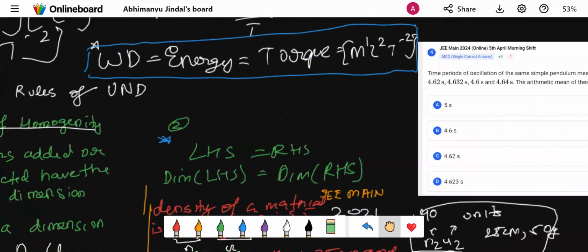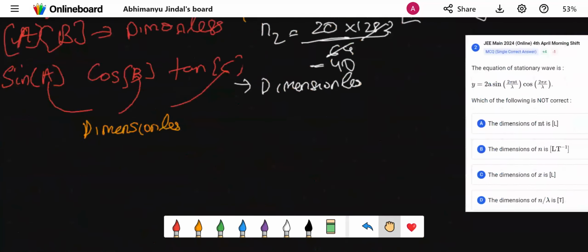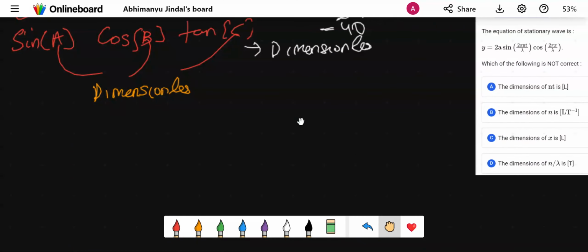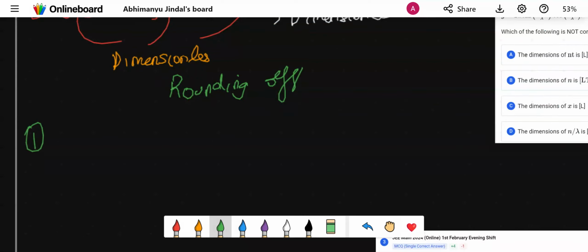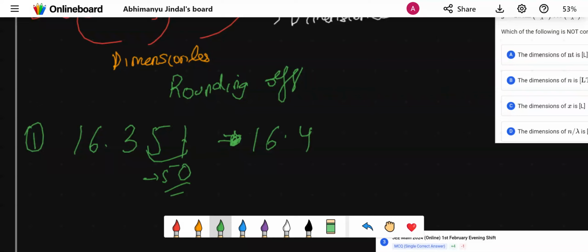So, okay. Now let's jump to rounding off. The first rule for rounding off is that, let's say if it's 16.35. I know you guys know how to round off, but just in case, because there's been questions on this as well. So 16.35 is obviously 16.4 because 51 is above 50. So therefore it's 16.4.